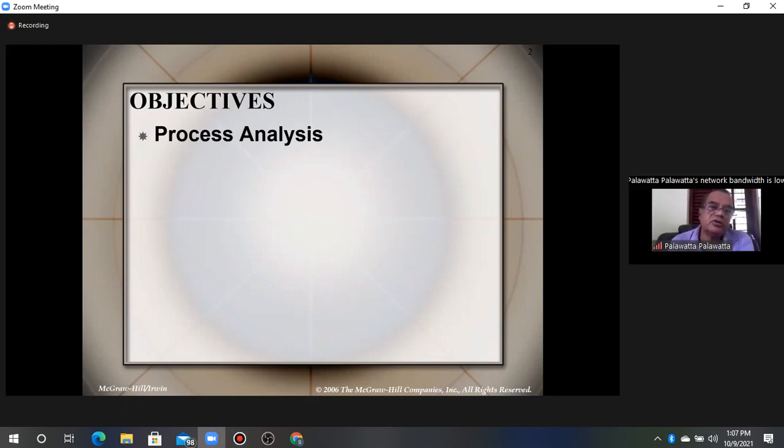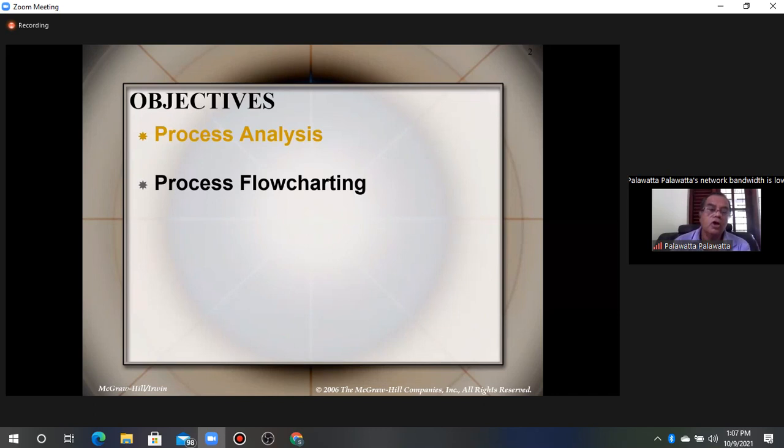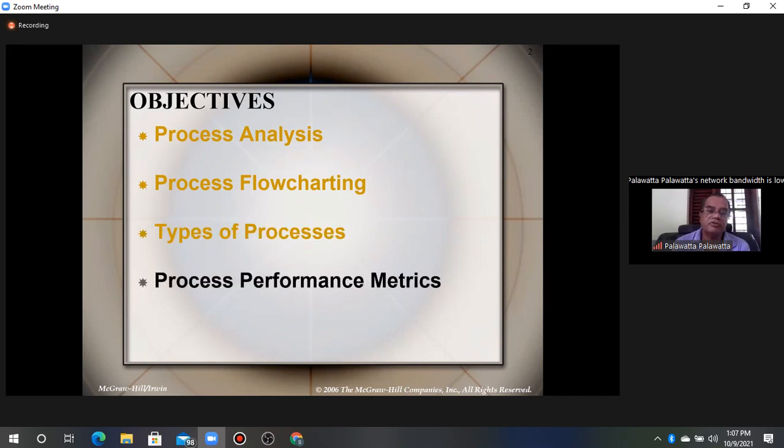We need to understand what is process analysis, and then process flow charting, types of processes, process performance matrix.